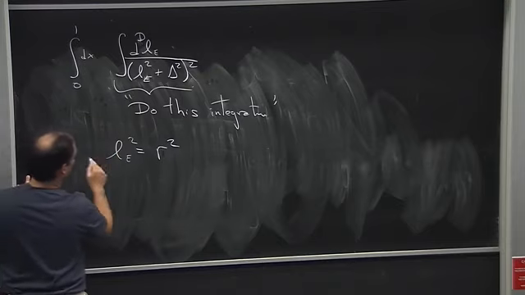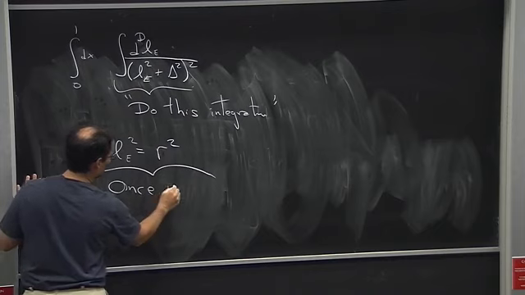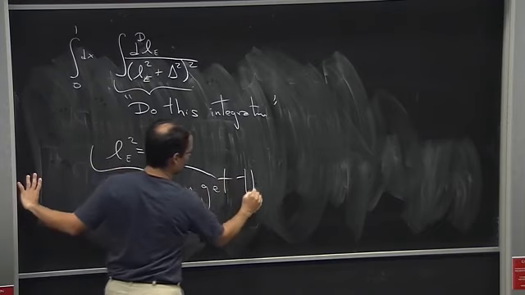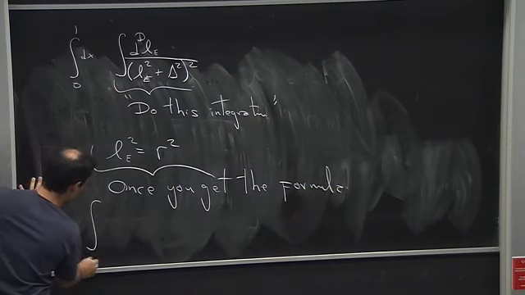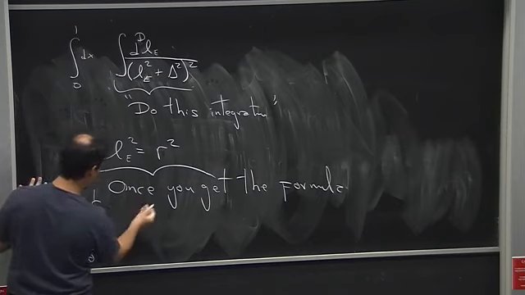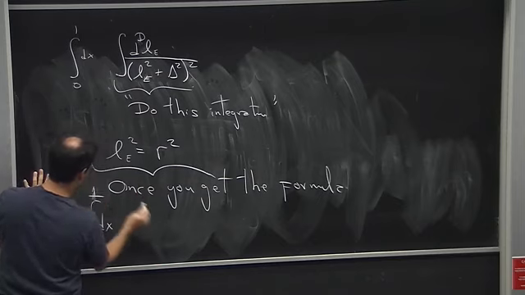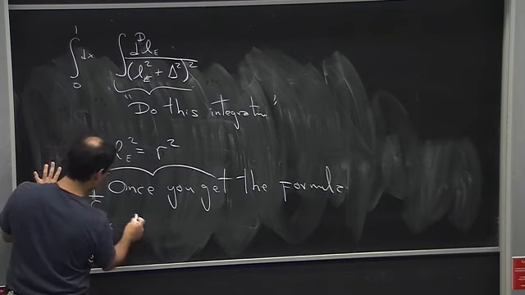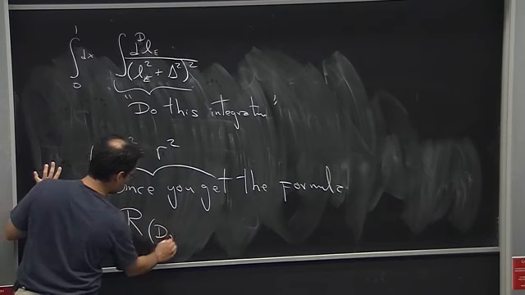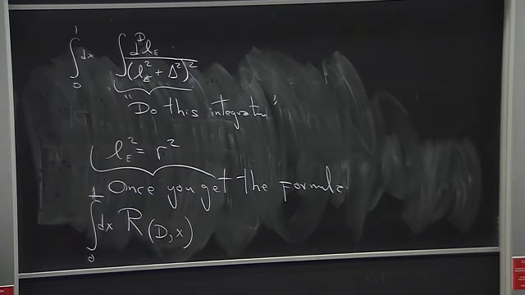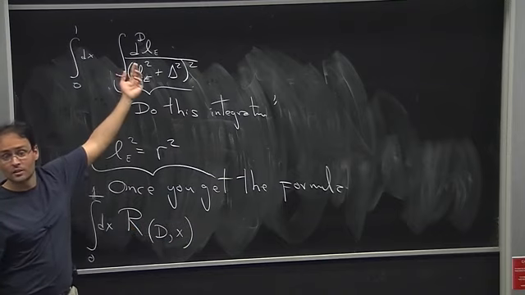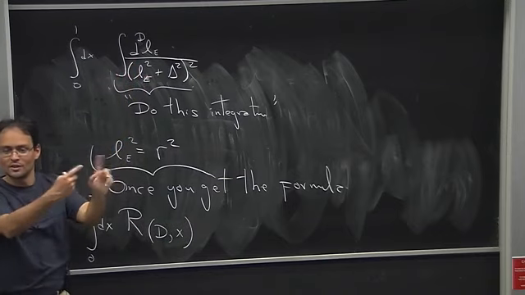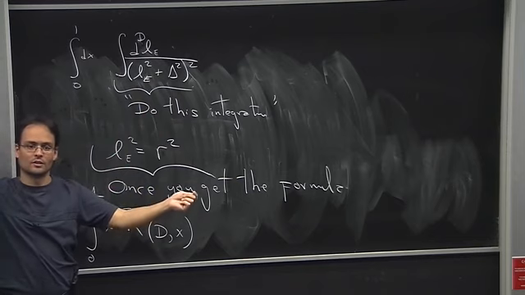So once you get the formula, this integral will be an integral from 0 to 1 dx of something. Let's call it, I don't know how we can call it, we can call it R of d and x, okay? So once you get it as a function of d, you can now do whatever you want with this formula, right? It doesn't remember that it came from a computation where you had to do it one dimension at a time, because you are doing the angular integrations on the sphere, right?